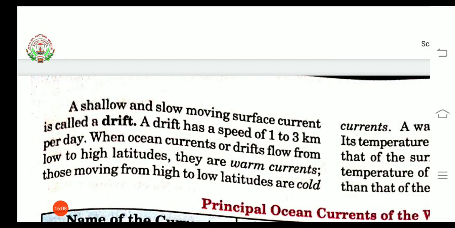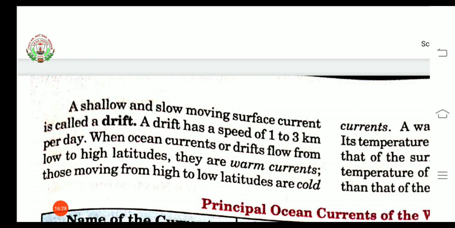About drift. So drift is a shallow or small moving surface current. It has a speed of 1 kilometer to 3 kilometers per day. Now this speed of drift is very slow in comparison with the speed of ocean currents.